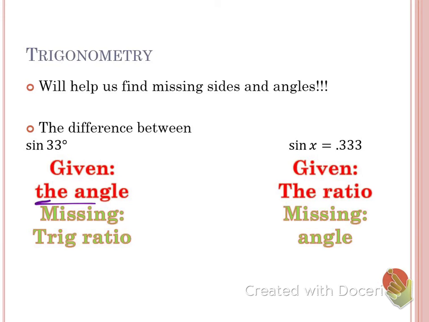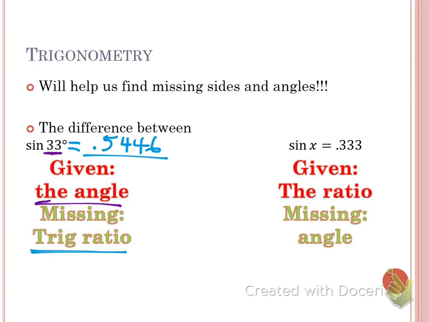All right, so when we say you're given an angle, that's 33. You're missing a trig ratio, so when you type this into your calculator, you're going to find out what the trig ratio is. So just type in sine of 33. You know what the angle is, so you're not hitting shift. You just do sine of 33, and you will get a decimal. We can round 4 places. 4, 4, 6? Okay.